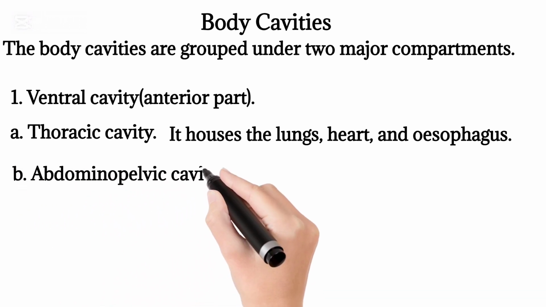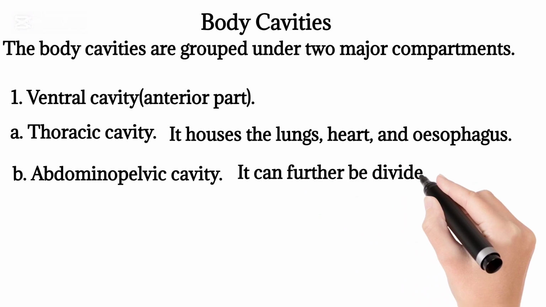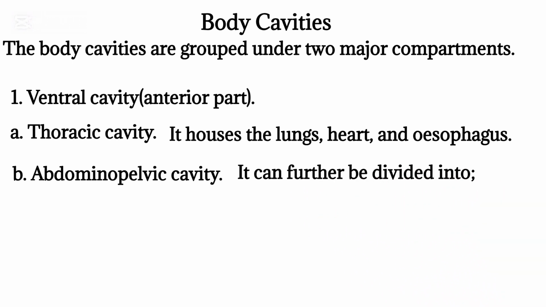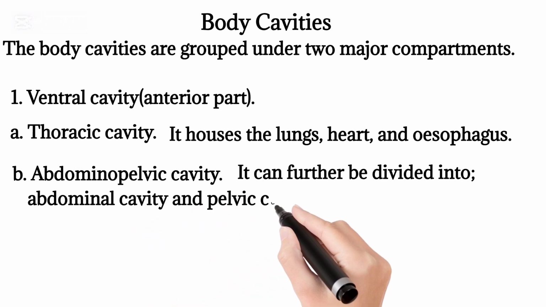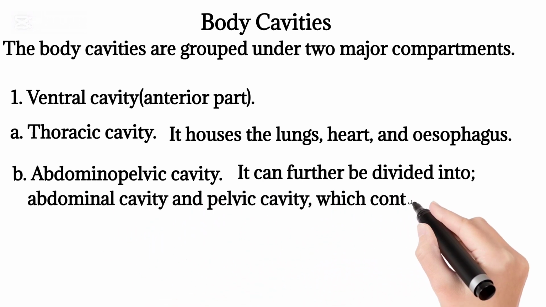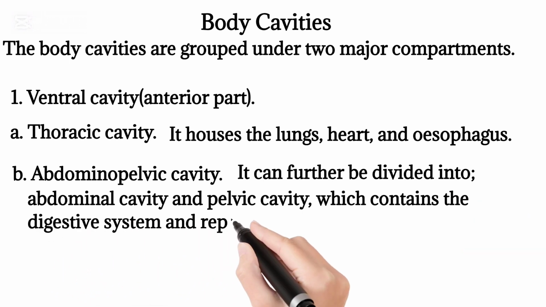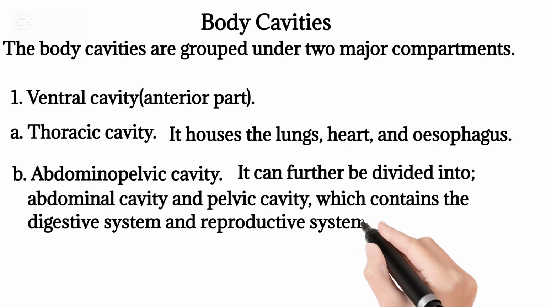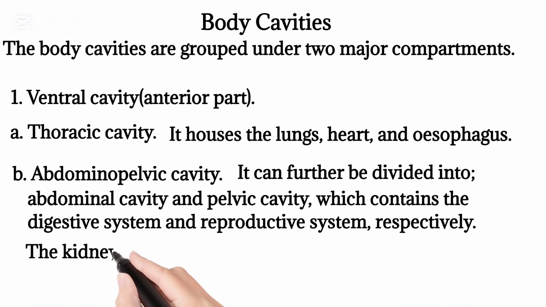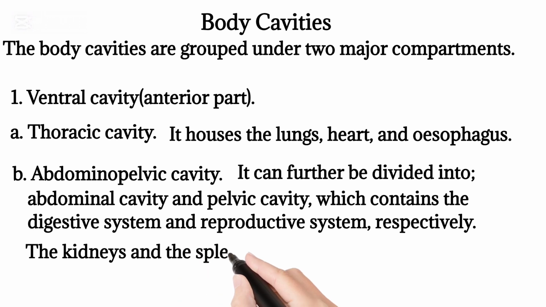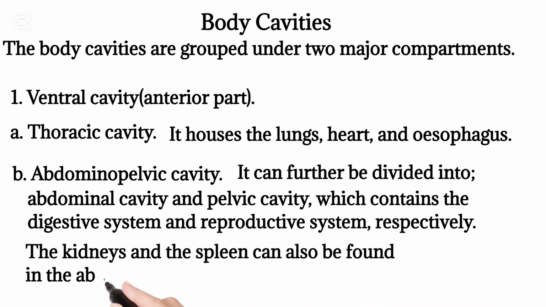Now let's move on to the abdominopelvic cavity. It can further be divided into two. We have the abdominal cavity and the pelvic cavity. The abdominal cavity and the pelvic cavity contain the digestive system and the reproductive system respectively. Also, organs like the spleen and kidneys can be found in the abdominal cavity.